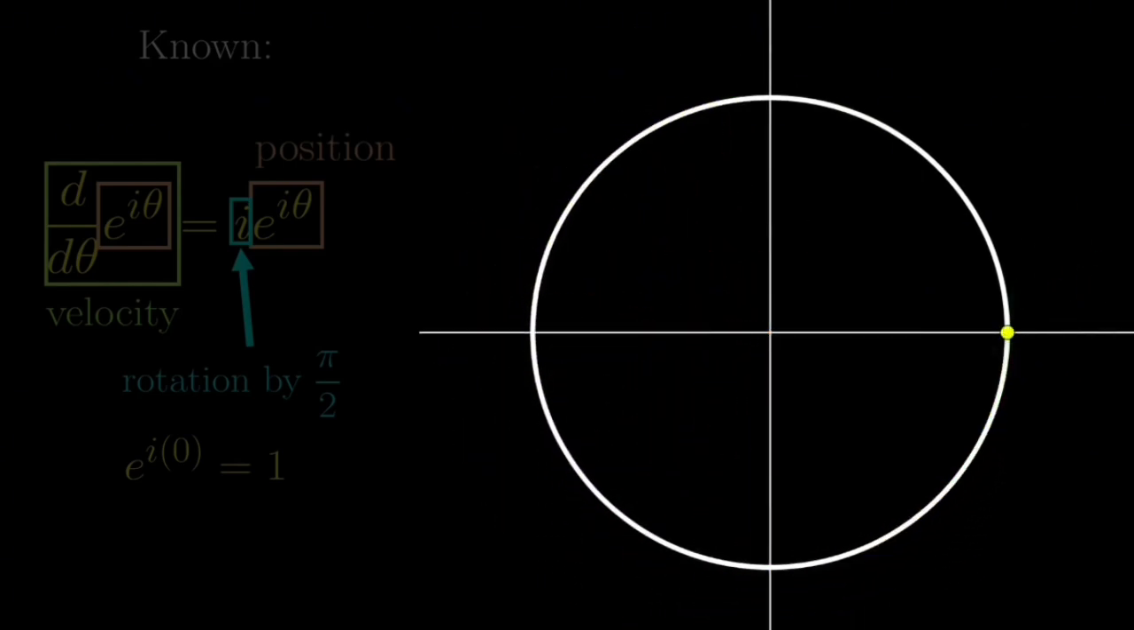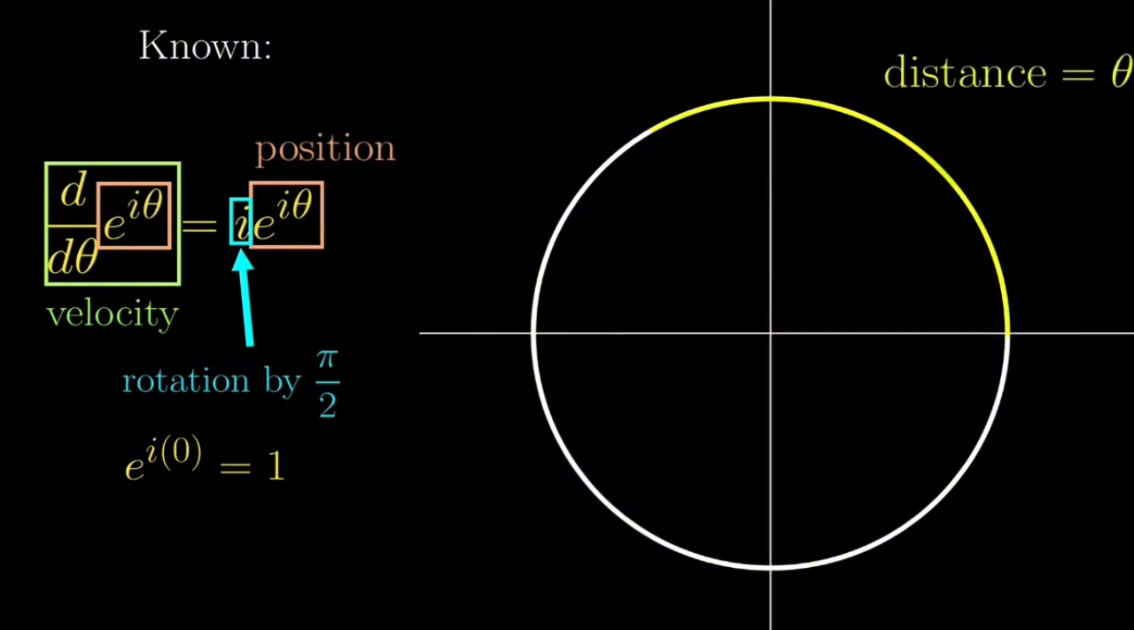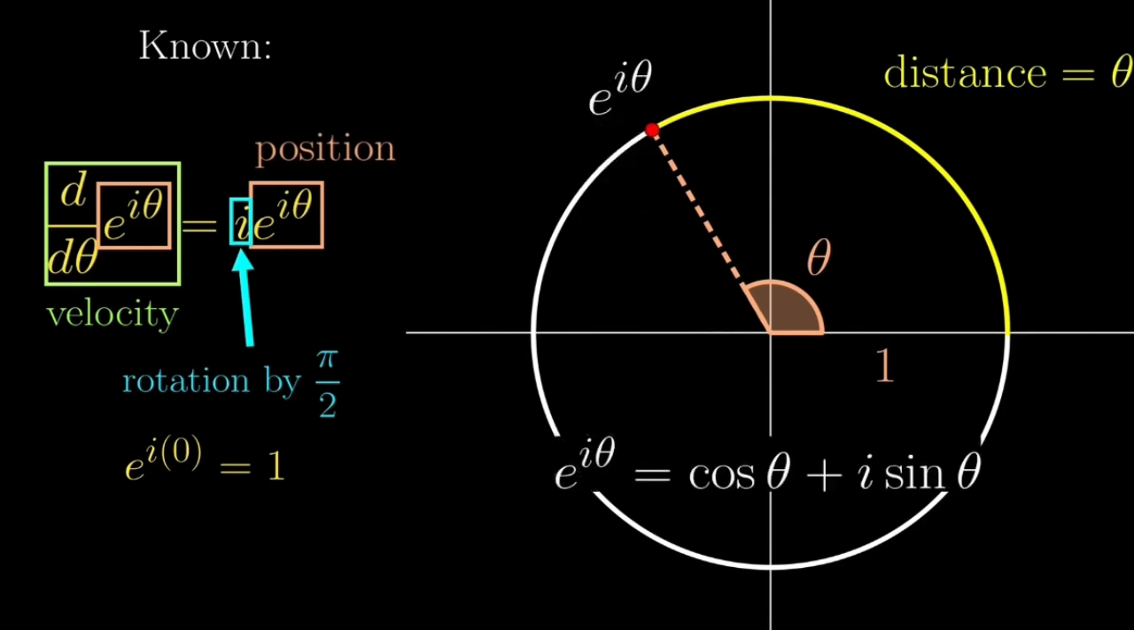Throughout the trajectory, the position vector has length 1, and so the speed is 1 throughout the journey because the velocity is simply rotating the position vector with no stretching. So after time theta, the distance traveled is precisely theta, and so by definition of angles in radians, the argument of this point is exactly theta. Because this point is e to the i theta, we finally get that e to the i theta equals cosine theta plus i sine theta, Euler's formula.